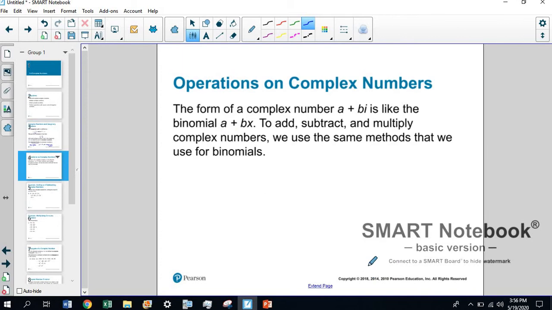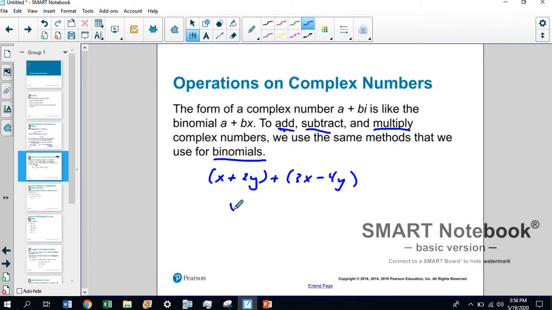All right. So how do we mess around with the complex numbers? To add and subtract and to multiply, we basically think of them as binomials, as a two-part deal. So if you have x plus 2y and you want to add 3x minus 4y, then what do you do? You combine the x's and you combine the y's. And then you have parts with x and parts with y. Well, that's what we do with the real part and the imaginary part. That's exactly how we handle it.